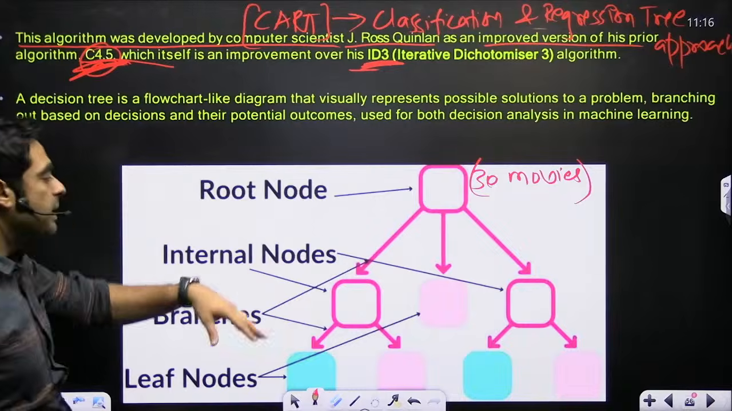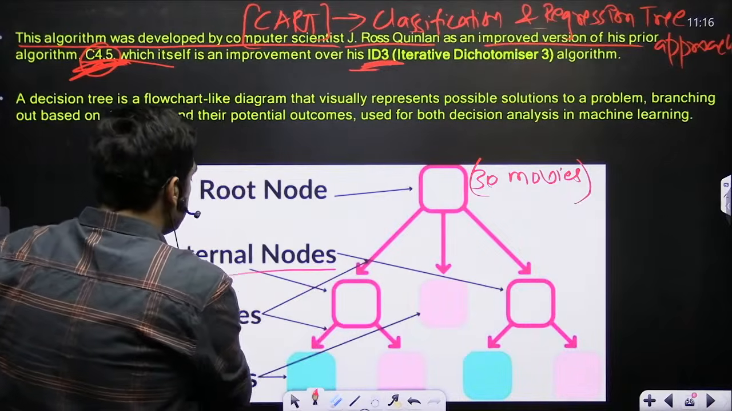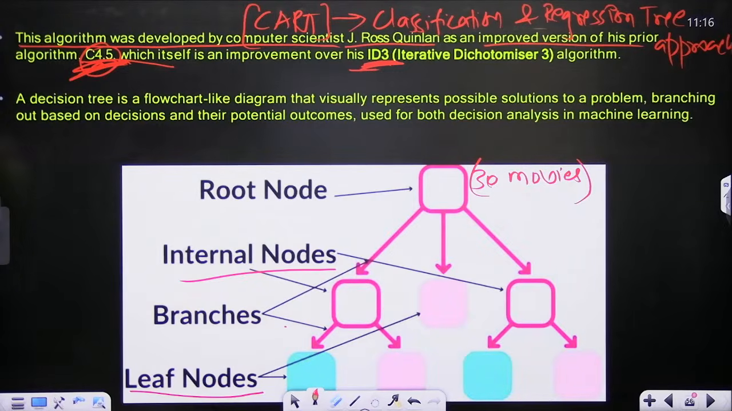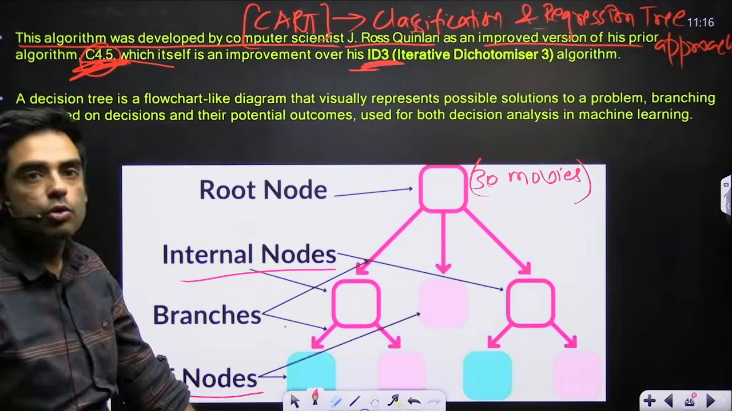Then after splitting, these are known as internal nodes and these are branches. And in the last, where we reach class labels, those are known as leaf nodes.